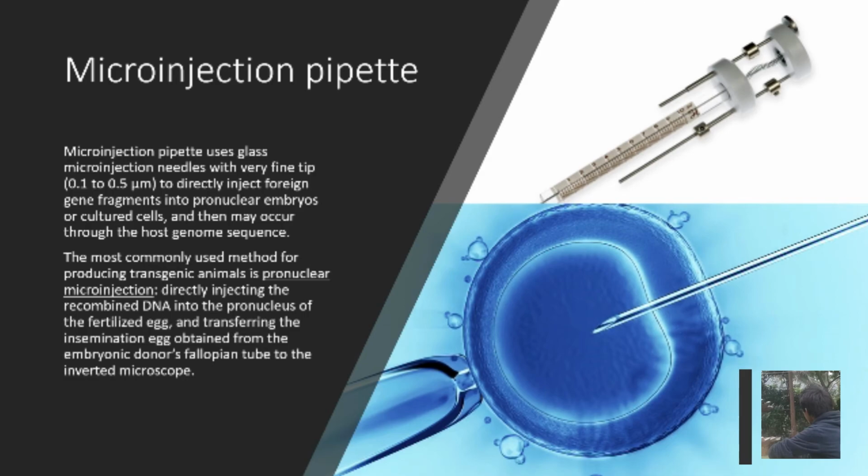Microinjection pipette uses glass microinjection needles with very fine tip, around 0.1 to 0.5 micrometers, to directly inject foreign gene fragments into pronuclear embryo or cultured cells to integrate into the host genome sequence.